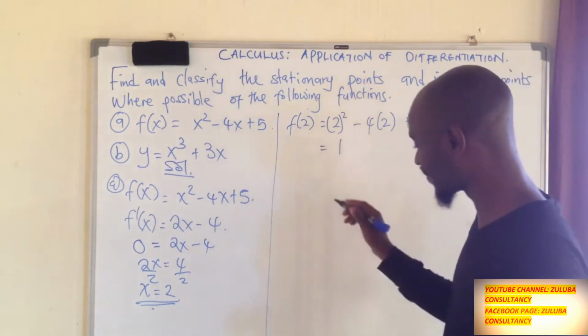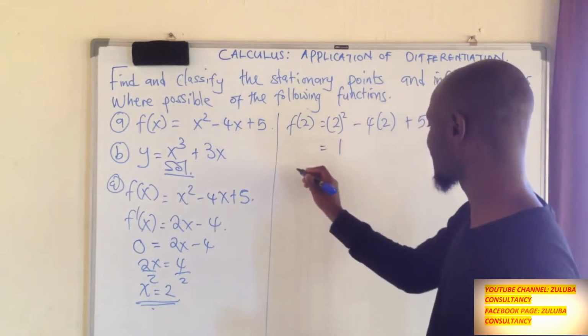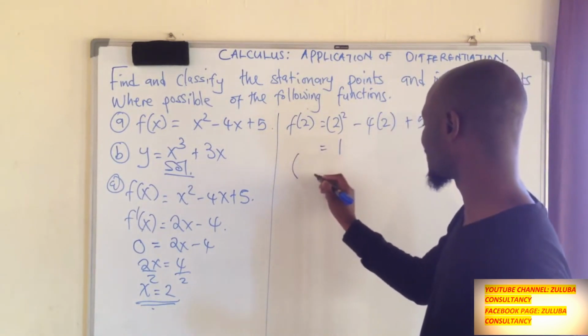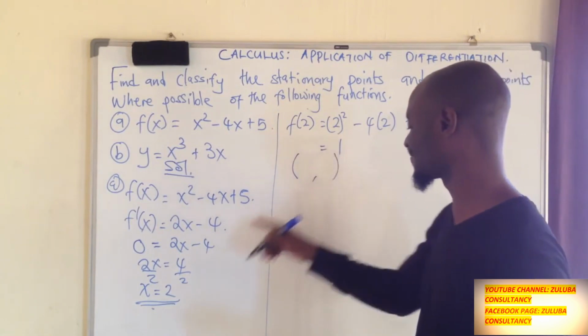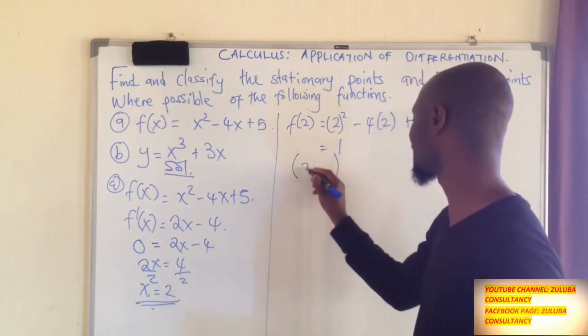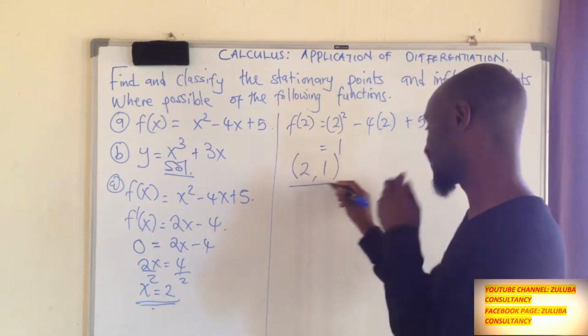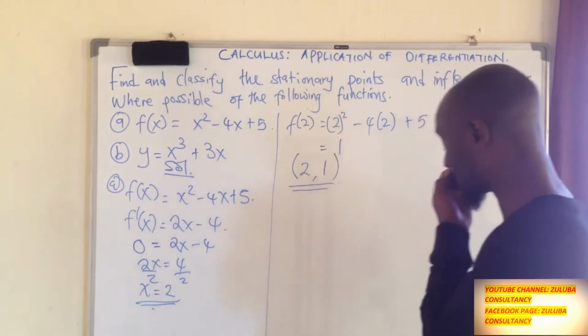So the critical point is at x comma y. The x value is this one, the y value is that one. So we have 2 comma 1. This is the critical point.